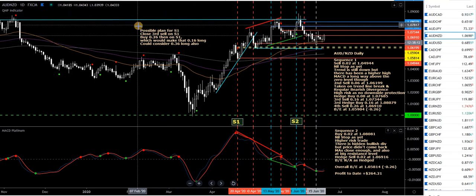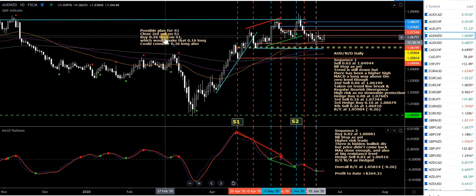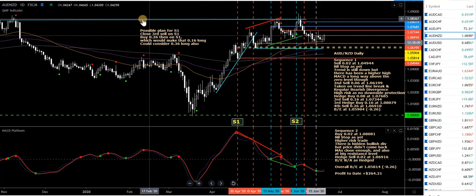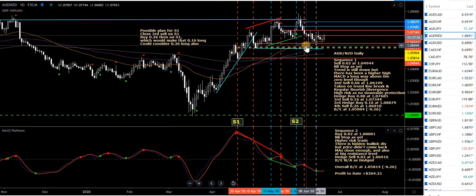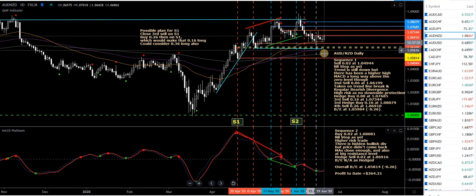Sometimes you'll see notes on my charts where I plan ahead, like a possible plan for S1. This is all referring to if I get a buy signal here. It looked like it was going to be a few days ago. Didn't pan out, but that plan is still valid. So I'm just thinking ahead a bit, instead of trying to do it at 4 a.m. in the morning when I'm half asleep and my brain's not quite engaged.